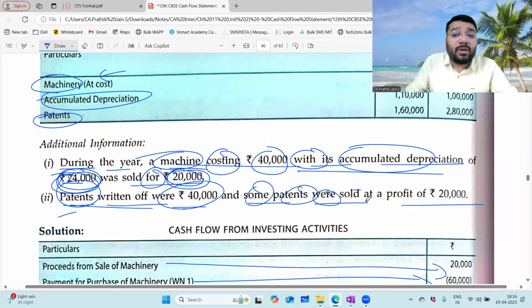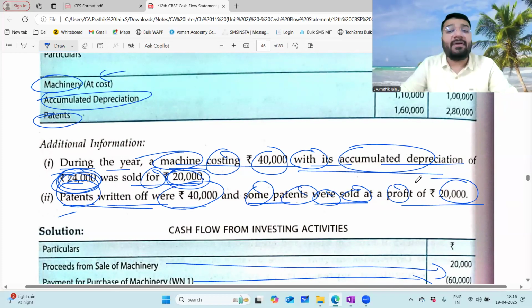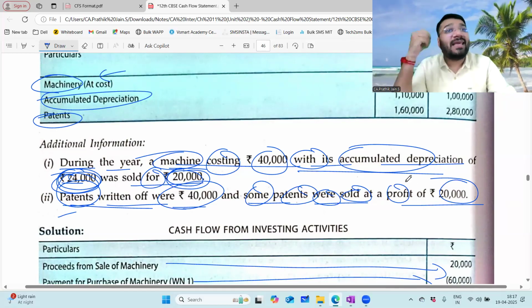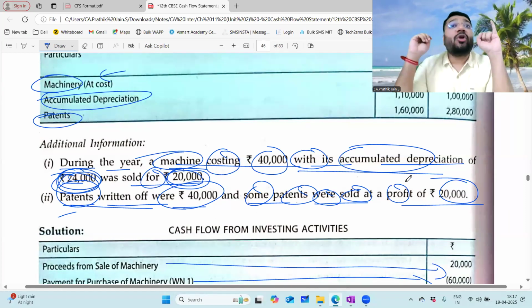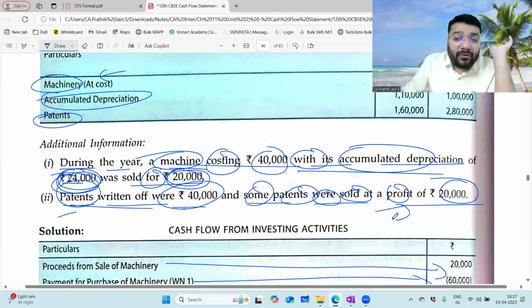Some patents were sold at a profit of 20,000. Now, what is the sale value? Not given. See, I want three pieces of information: accumulated depreciation of the patent that is being sold, loss or profit, and sale value. Nothing is given. Only sold at a profit of 20,000 is given.